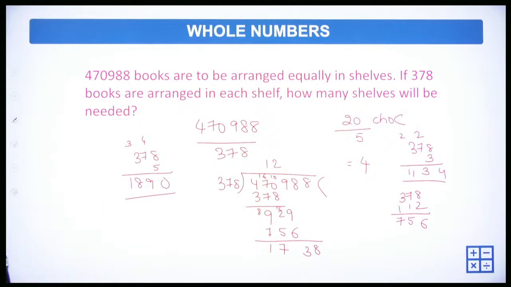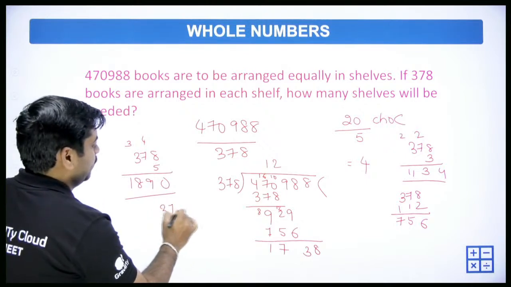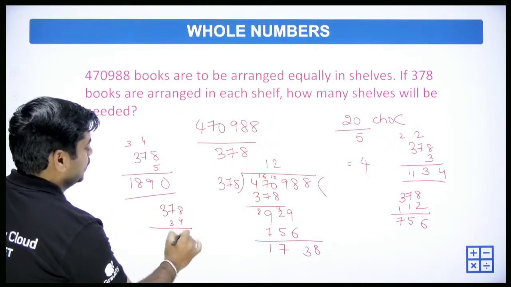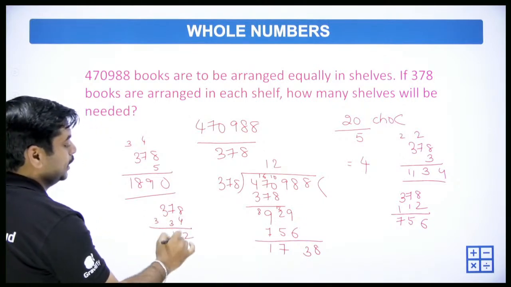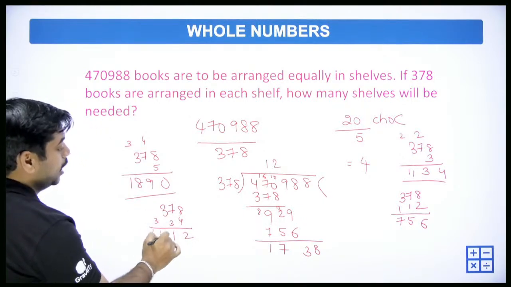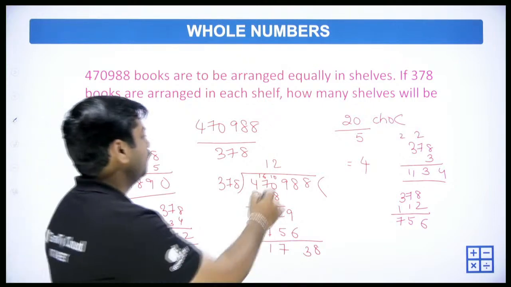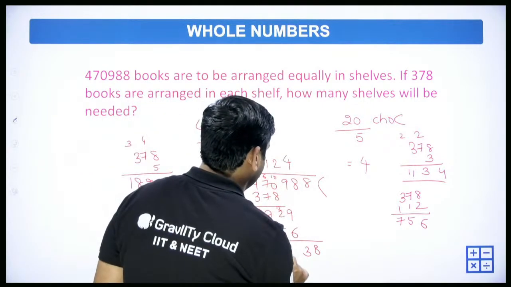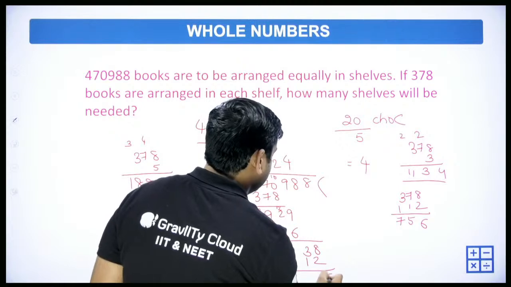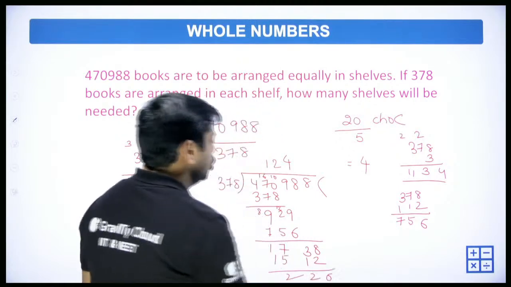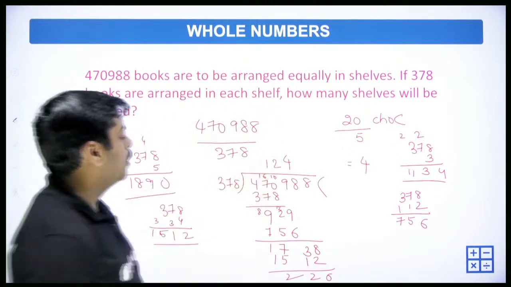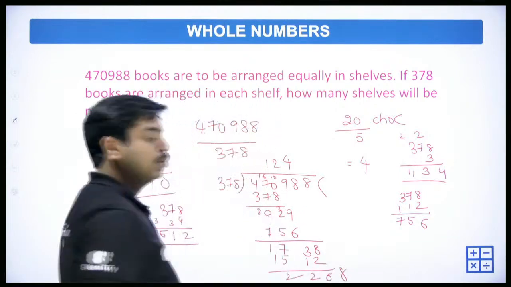So let's try to decrease to 378 into 4. 8 4s are 32, 7 4s are 28, 29, 30, 31, 4 3s are 12, 13, 14, 15. So 378 into 4 is 1512. So it is 6, 2, and this is again 2, 2, 2, 6. And we are left with one more 8 at the end: 2268.